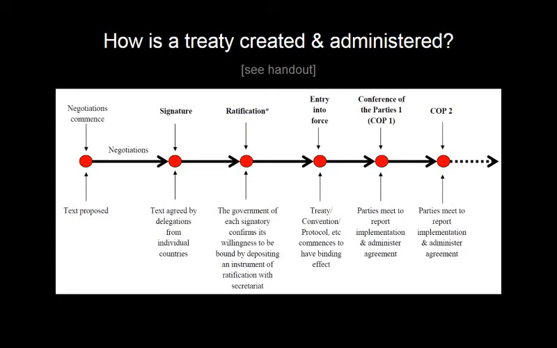And you hear about it a lot in things like climate change, because different countries have different rules about ratification. In some countries, like China, the government having signed something can simply decide, and then it deposits its instruments of ratification.